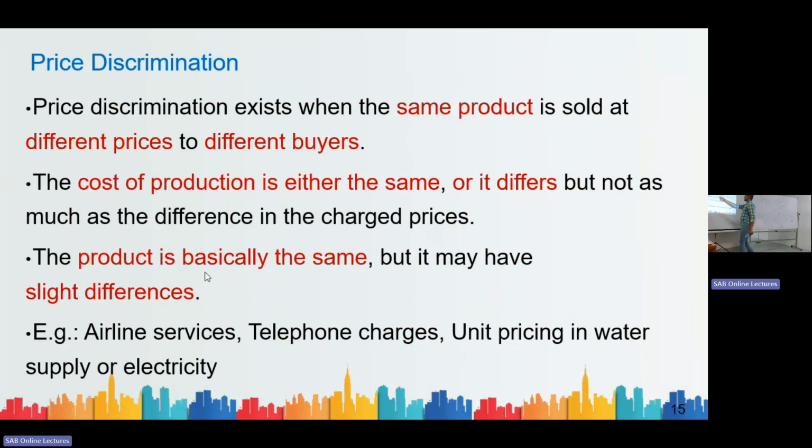The cost of production is either the same or it differs, but not as much as the difference in the charged price. Cost is different, like in the business class and economy class case. Business class cost is a bit higher, but what about the price? Price difference is very big. The airline company charges a lower price in economy class and a significantly higher price for business class. But their cost is very slightly different.